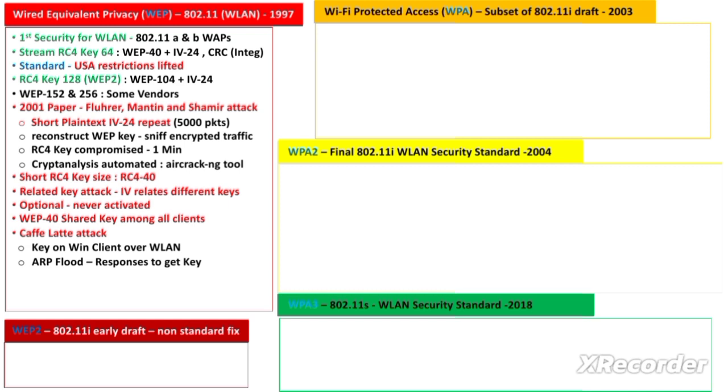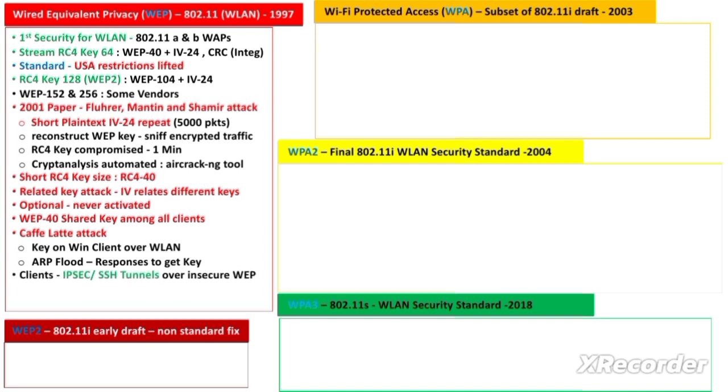Another attack was the Caffe Latte attack. This attack worked by sending an ARP flood. ARP stands for Address Resolution Protocol. So by flooding the Windows client over the wireless LAN with multiple ARP packets and then analyzing their responses, the hacker was able to derive the key used for WEP.